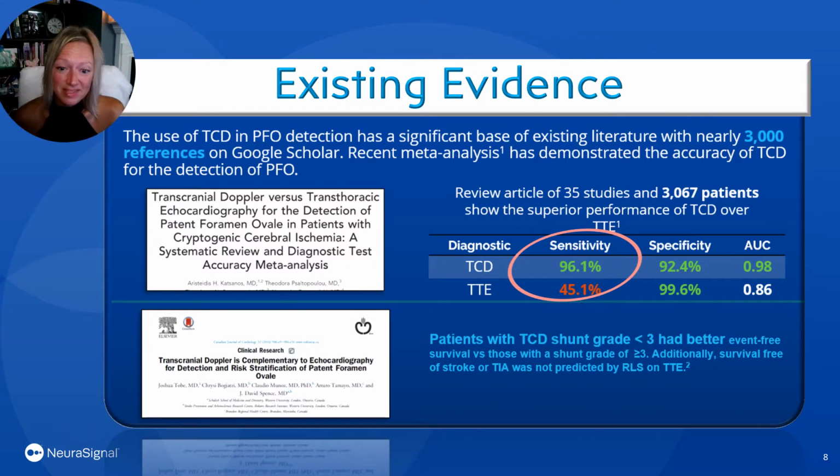That existing evidence is apparent here. You can see the use of TCD in PFO detection has a significant base of existing literature, with nearly 3,000 references on Google Scholar. Here you can see TCD and TTE: 96% is the sensitivity of TCD compared to 45% on a TTE. So this is clearly a well-established method in detecting PFO.